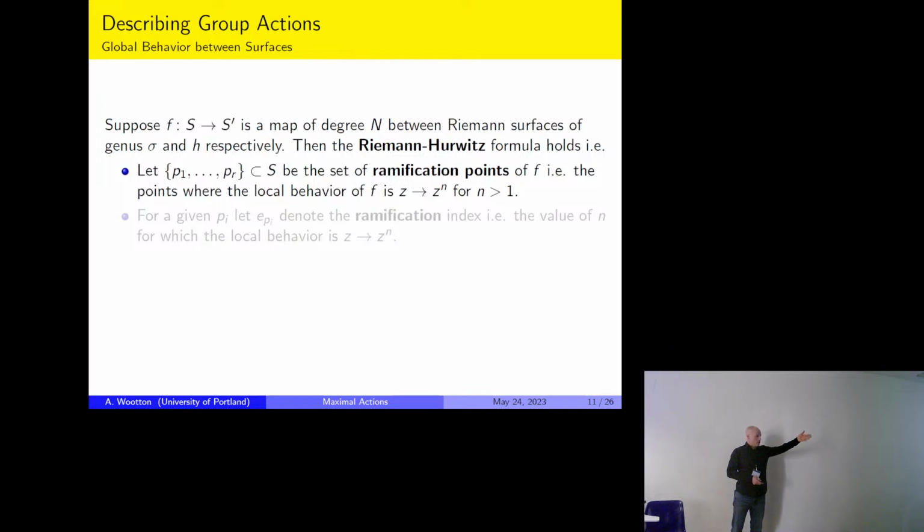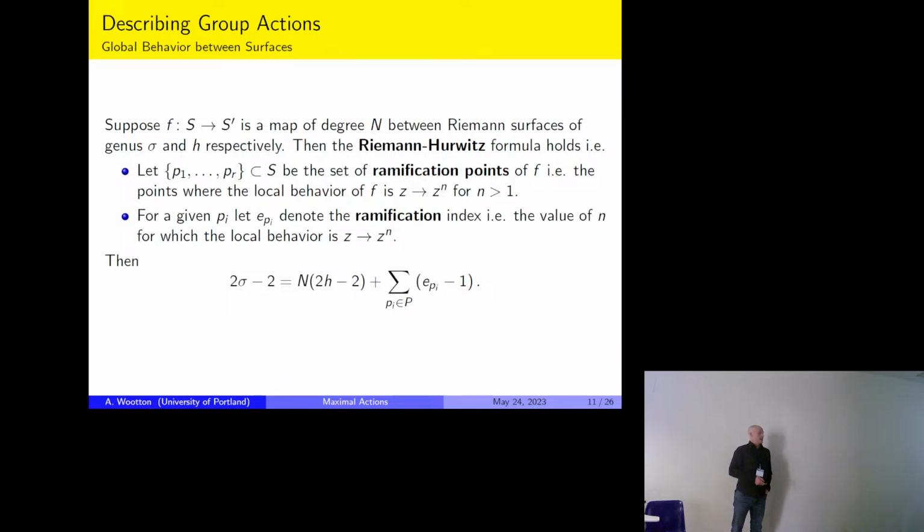These are the points where the local behavior is some power map of Z. And for a given pi, if we let e to the pi denote the ramification index, then the standard formula, this is the general formula, not our particular case, I'm just going over this, for the Riemann-Hurwitz formula, or one of its representations, is given by this. And this, of course, restricts to our case.